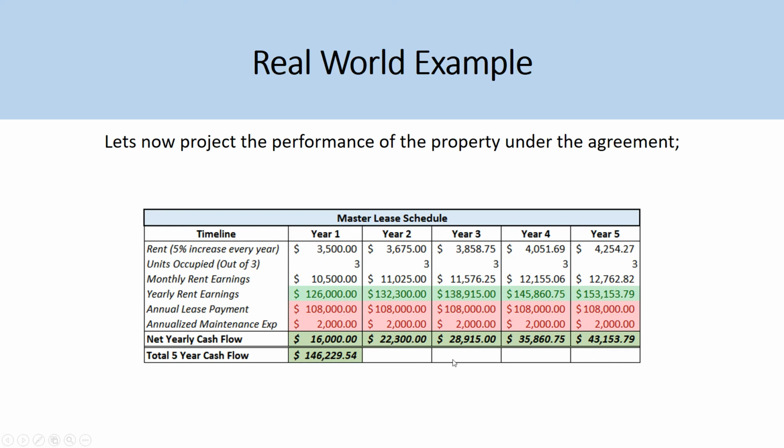$22,300, then in year 3, $28,915, and so on, right? And if I were to sum up all 5 of these net yearly cash flow years, I get a total of about $146,229. And that's a great deal. So I'm getting positive cash flow yielding each year. Now, this is in a stable market, assuming no significant risks and changes. But this is how you would really approach a deal.